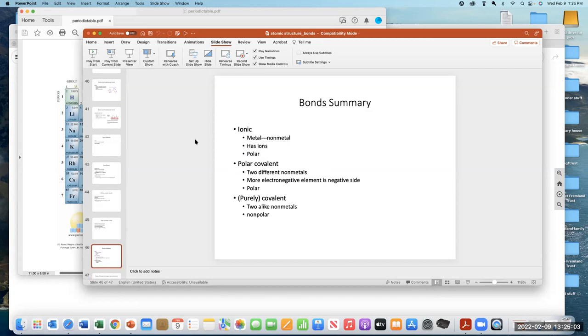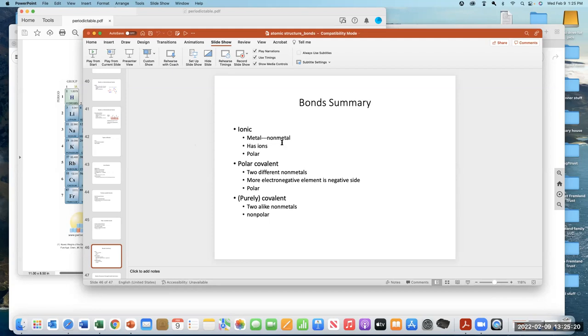And actually, this is the summary. I just said that, all right? Oh, I do have the word electronegativity in there. My apologies. I just said I wasn't going to say it again, and there it crept into a slide. But just remember, it's the one with the stronger attraction for electrons. So I just said this.